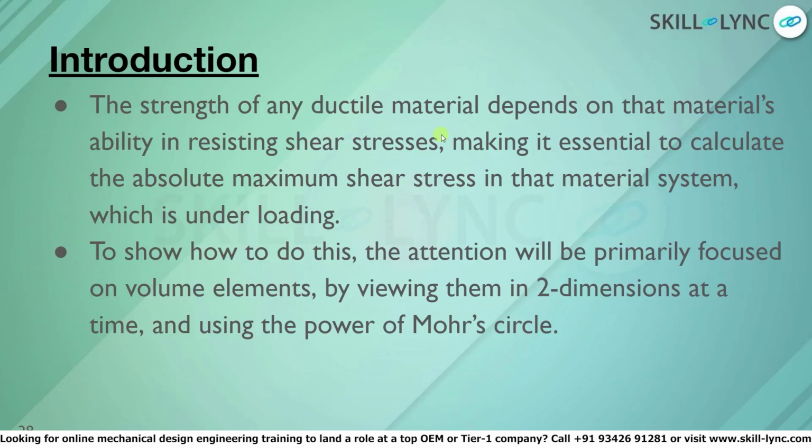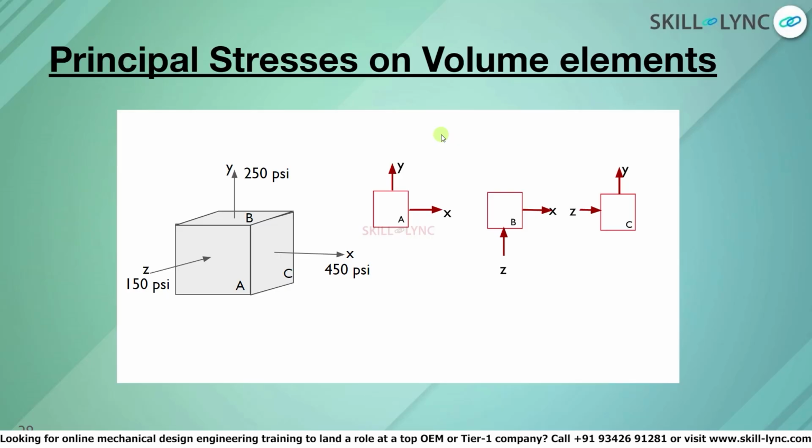Now, we can do this using Mohr's circle, and we'll be focusing more on volume elements in order to do this. What we see on the screen is a 3D element. This 3D element has 3 directions, x, y, and z. And then we have made them into 3 parts of 2D elements. The first one is the xy plane, the second one is the zx plane, and the third one is the yz plane.